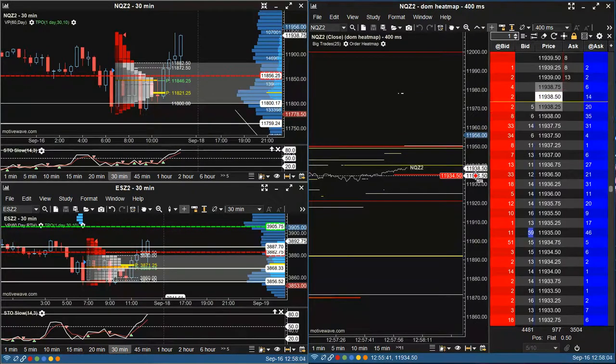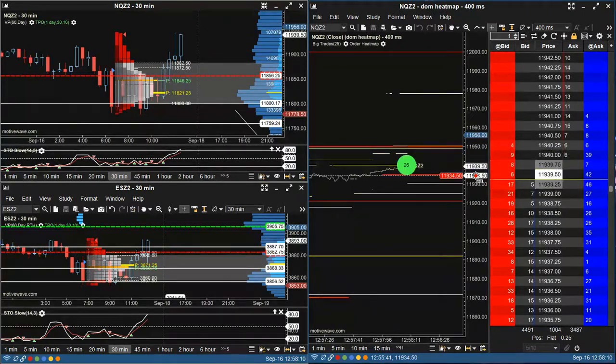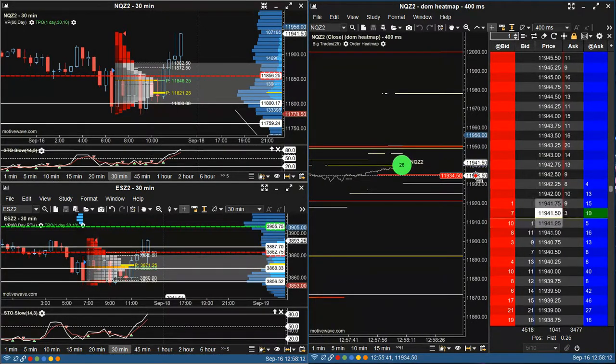Before entering a trade, you should already know your private targets on your own and your stop loss.